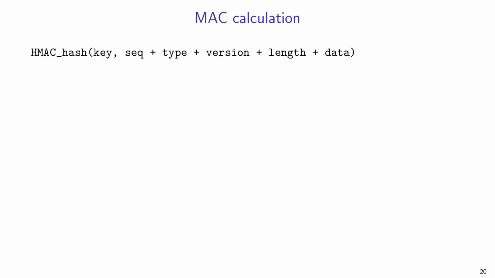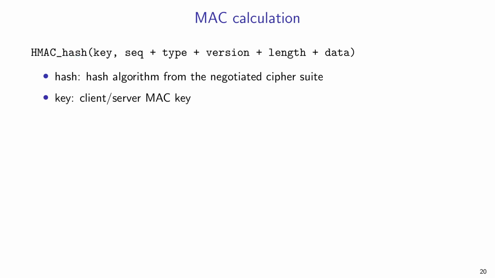Finally, how is the MAC calculated? The MAC is calculated using HMAC. The hash algorithm used for HMAC calculation here is the hash algorithm from the negotiated cipher suite. The key here is the client or server MAC key derived from the master secret. Now, as you see, there are several values that are included in the MAC calculation: seq, type, version, length, and data.